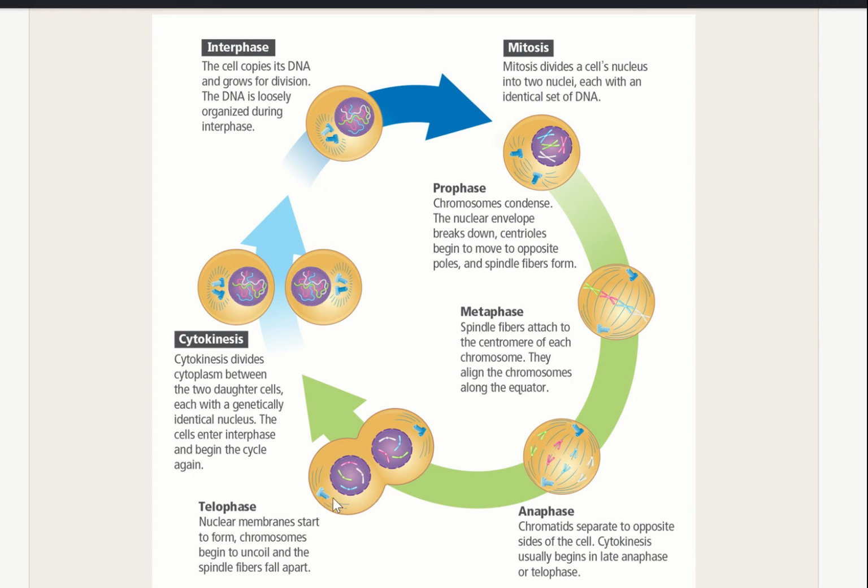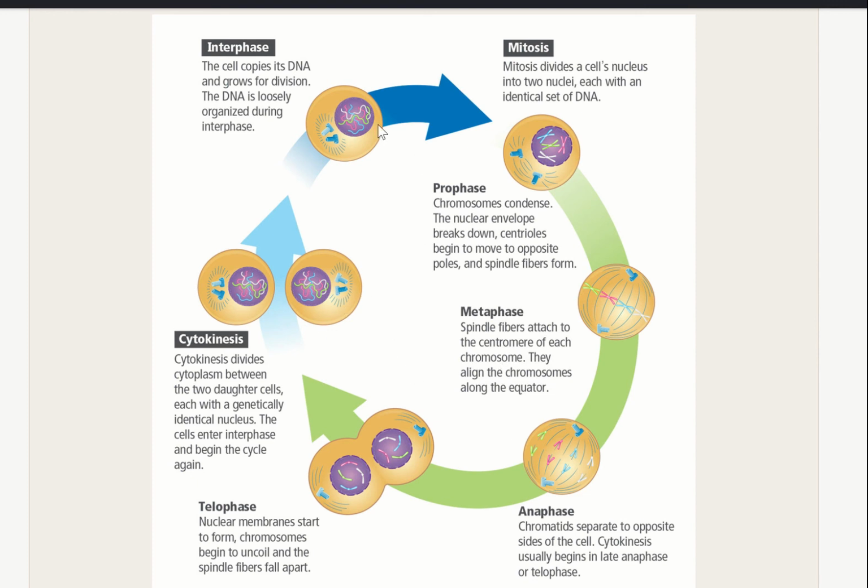The centrioles are going to start to move away. The spindle fibers are going to start to disappear because now we have 2 nuclei. And then cytokinesis is the process of the cell membrane and the actual cell dividing in 2. So this is why in cytokinesis we actually have 2 pictures.